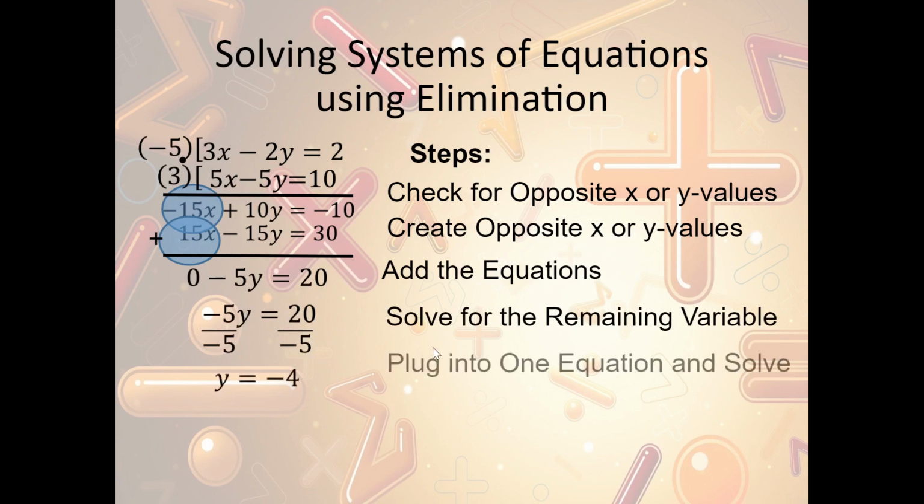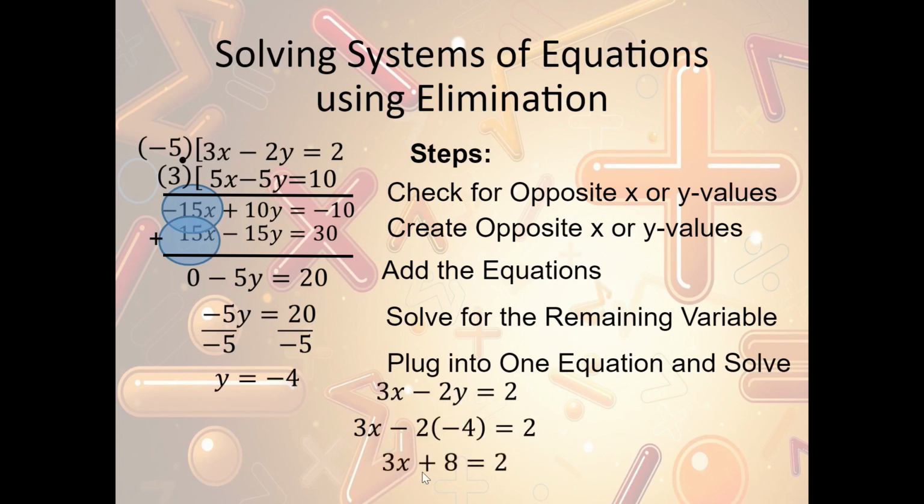Then I'm going to plug that into one of the equations and solve for x. So I'll pick 3x minus 2y is equal to 2. I'm going to plug negative 4 in for y. Then we'll combine these, so we have negative 2 times negative 4 is positive 8. So we get 3x plus 8 is equal to 2. Subtract 8 from both sides. And we're left with 3x is equal to 2 minus 8 is negative 6. Divide both sides by 3, and we get x is equal to negative 6 divided by 3 is negative 2.